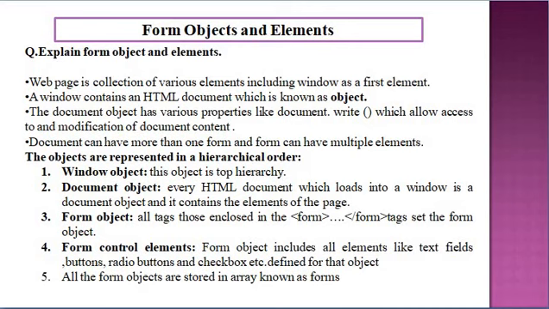Each form can be referred to by using the index of the forms array. For example, suppose we want to refer to a second form, then we write document.forms in square brackets 1. And a form can be referred to by its name. For instance, if a form has a name that is form1, then we can refer to this form as document.forms.form1.